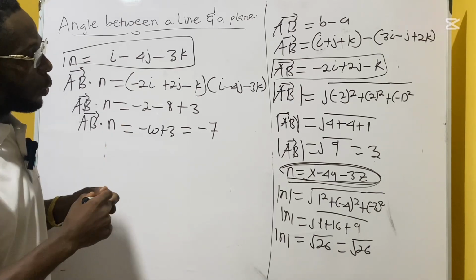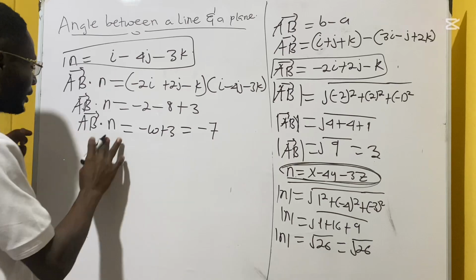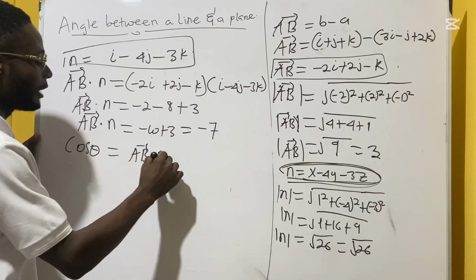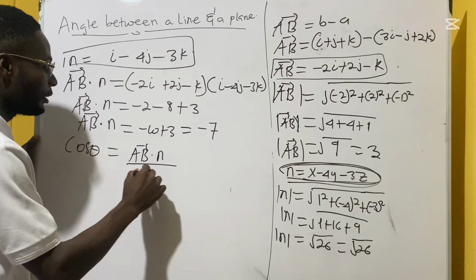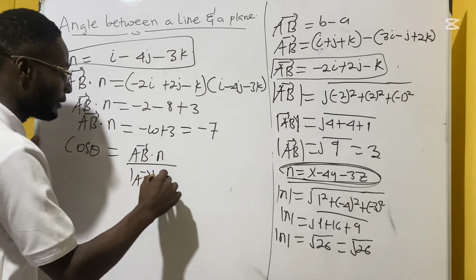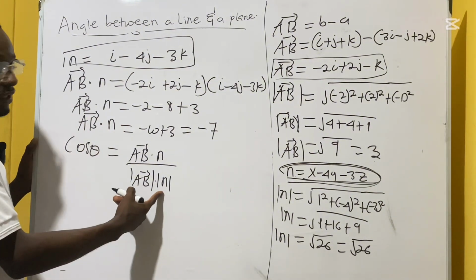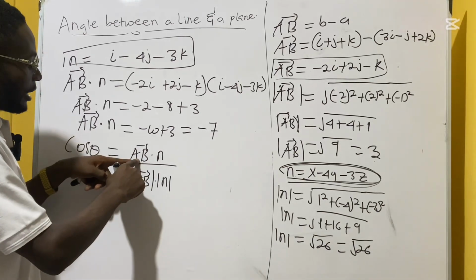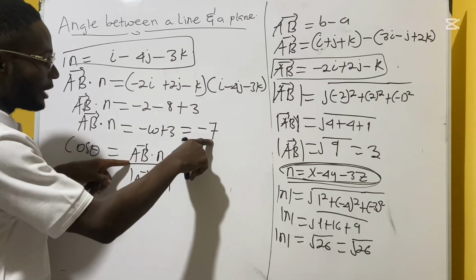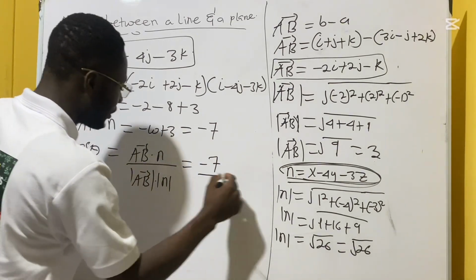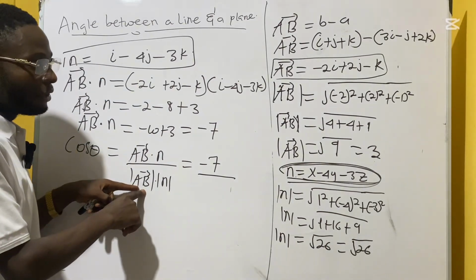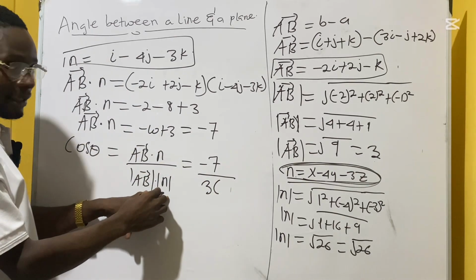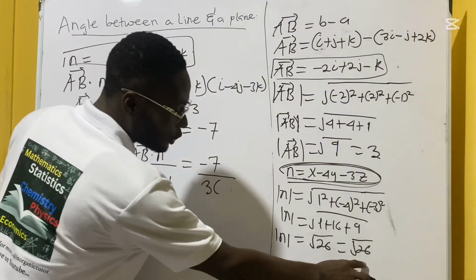So now what we need next is our theta. We know that cos theta is equal to position vector AB times n over the magnitude of position vector AB times the magnitude of the position vector n. So now we have every information that we need to substitute. So position vector AB times n is minus 7. So we have minus 7 over the magnitude of position vector AB, which is 3, times the magnitude of position vector n, which is square root of 26.